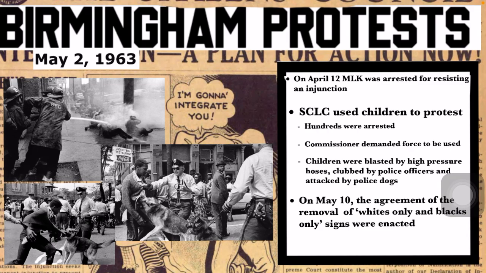Images spread of the protests containing children being blasted by high-pressure fire hoses, clubbed by police officers, and attacked viciously by police dogs. This sparked outrage, and people were outraged that such acts were committed against just children. On May 10th, an agreement was set that stated the removal of whites-only and blacks-only signs. This truce enraged segregationists. An explosion was set off at a hotel where King and SCLC members had stayed. King's brother, Alfred Daniel King, was bombed, but survived. John F. Kennedy sent 3,000 troops in response to this attack.